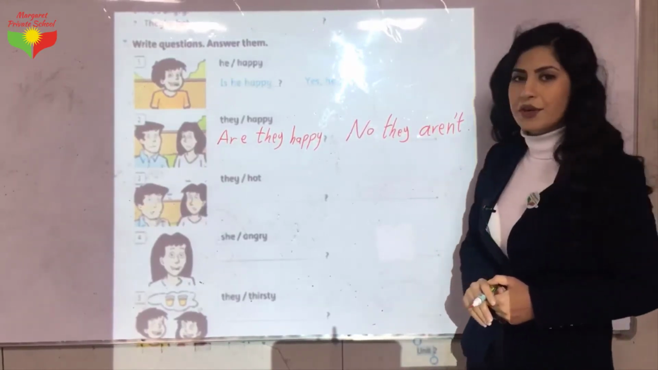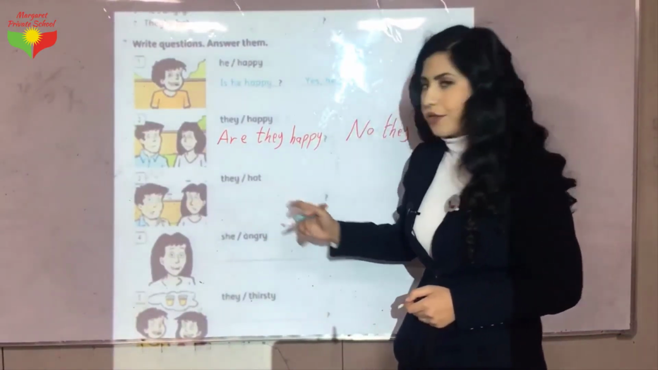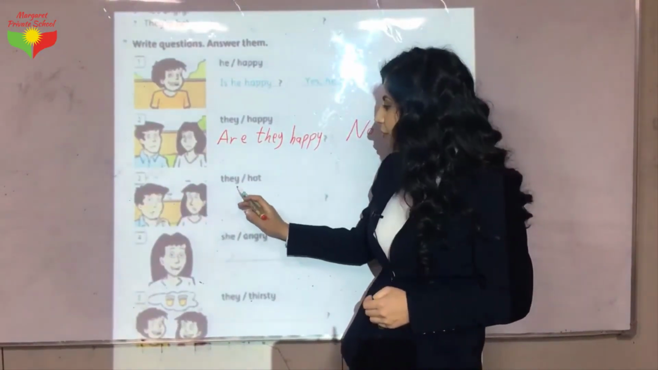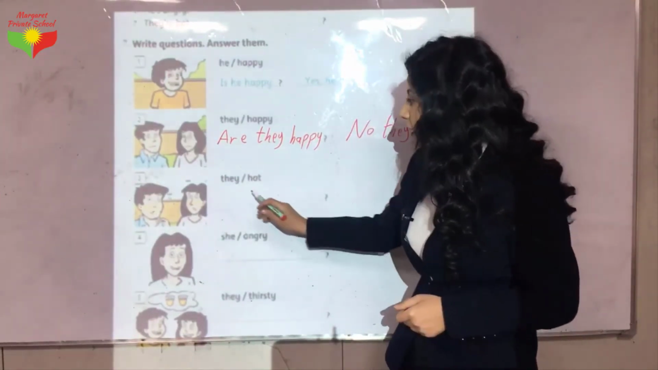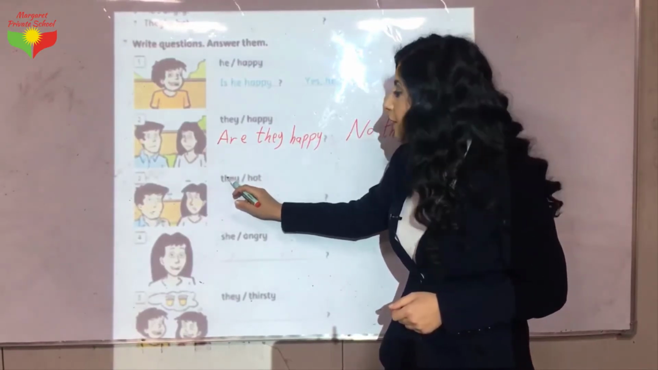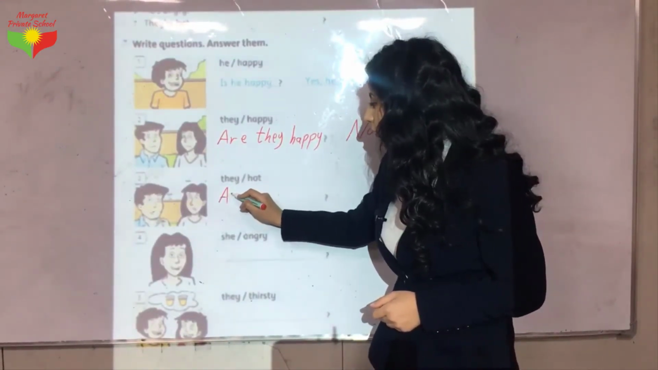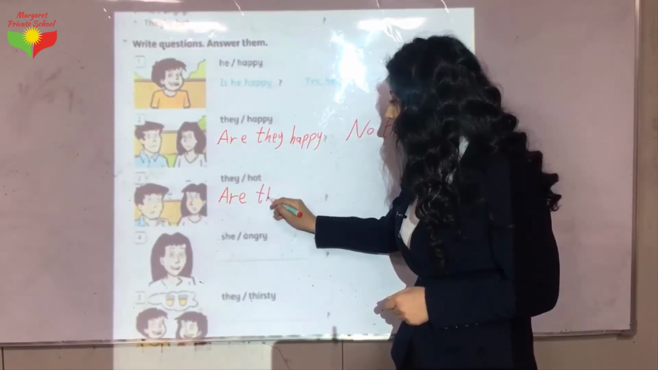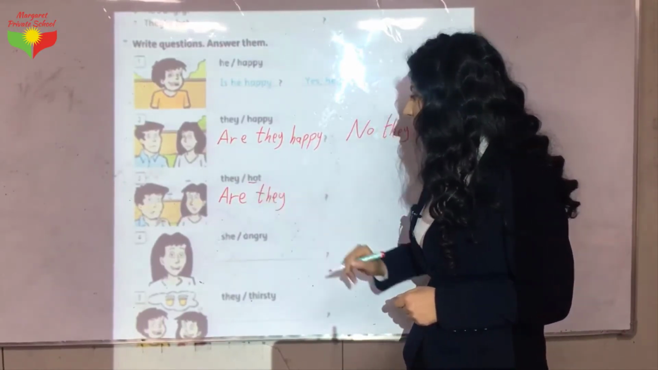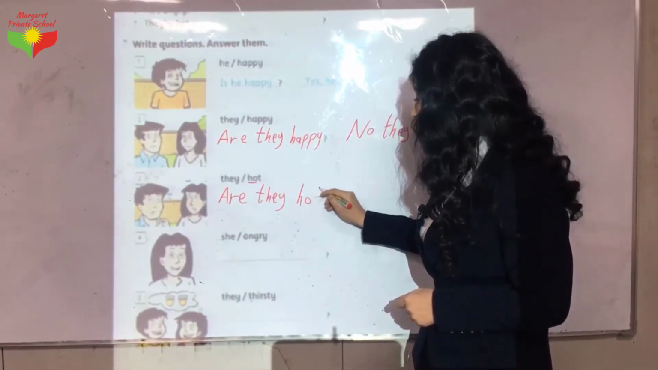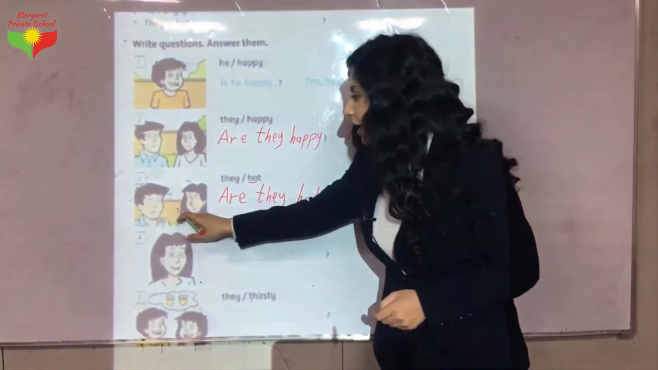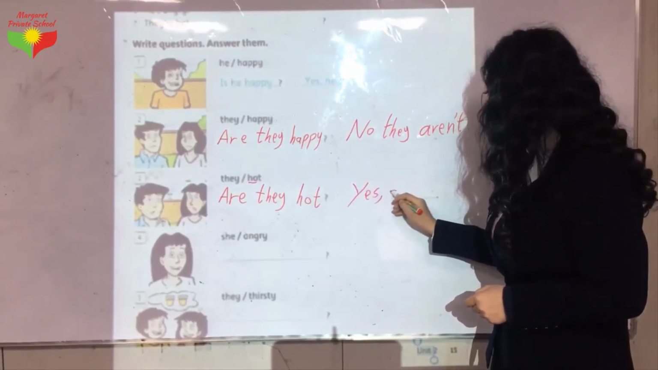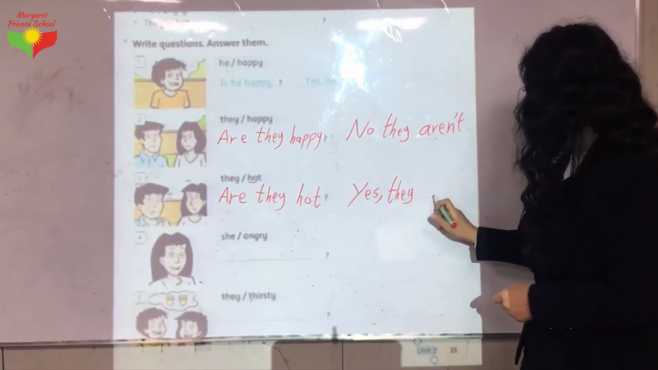Okay, now let's go to the third one. We have they with hot. Okay, look at them. When we want to ask a question, first of all, we have to write a verb be. Okay, we should use are with they. That is why we have to write are. Okay, then our subject pronoun, which is they. Are they? Our adjective is hot. Are they hot? Yes, they are. So you should write yes, they are.